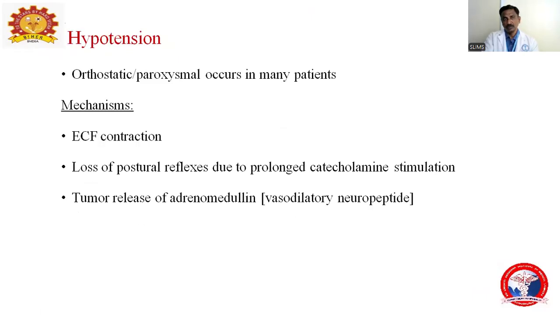Hypotension. Orthostatic or paroxysmal hypotension can occur in many patients. The mechanisms are extracellular fluid volume contraction, loss of postural reflexes due to prolonged catecholamine stimulation, and tumor release of adrenomedullin, a vasodilatory neuropeptide that can also cause vasodilatation and hypotension.